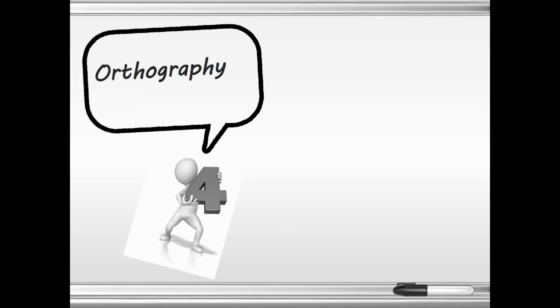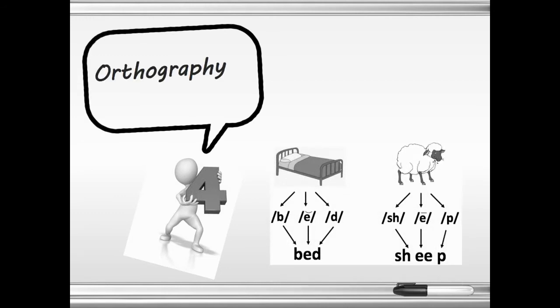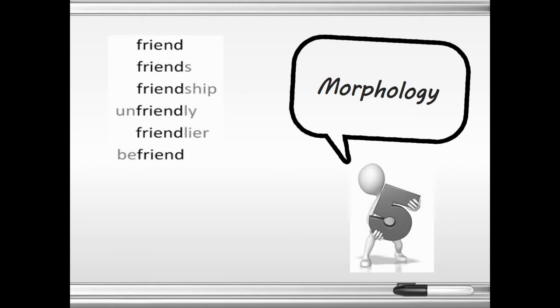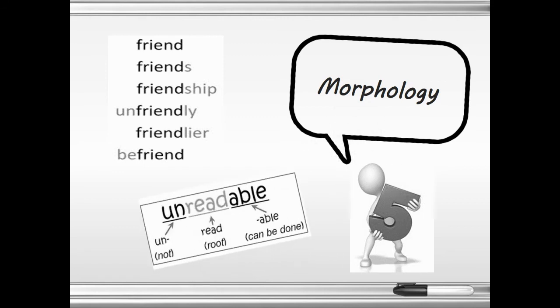The fourth component of instruction is orthography. It refers to how a language is written and includes rules of spelling. Students are taught the regularity and irregularity of the spelling patterns. Morphology is the fifth component. It is the study of words, how they are formed, and their relationship to other words in the same language. It analyzes the structure of words and parts of words, such as stems, root words, prefixes, and suffixes.